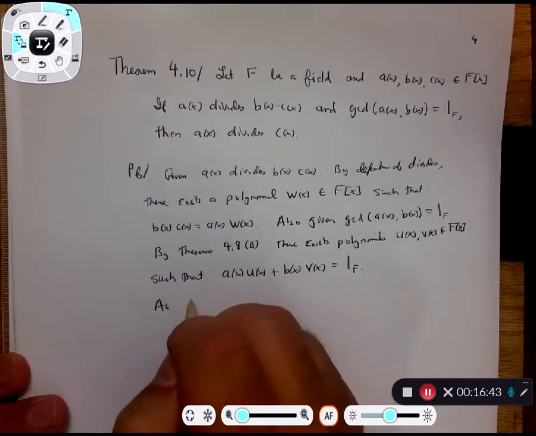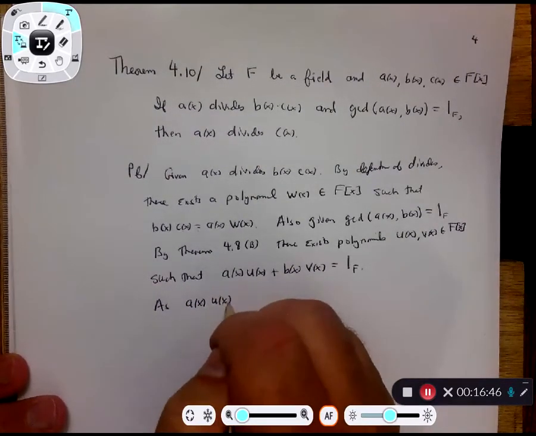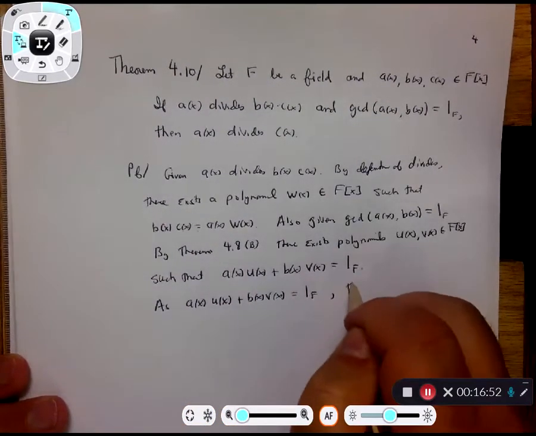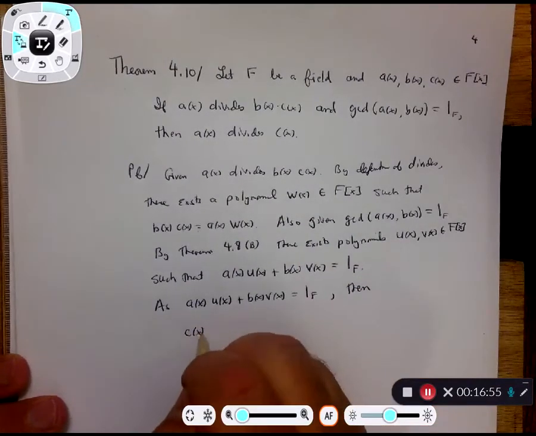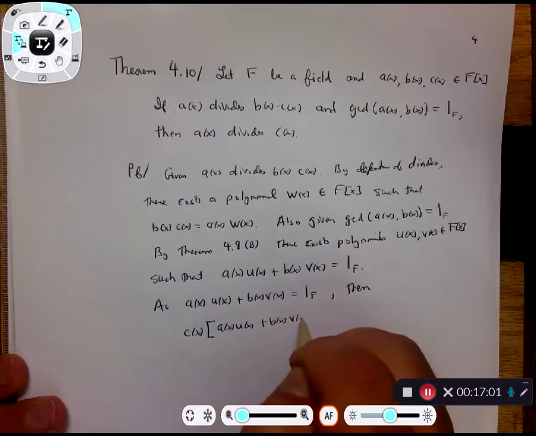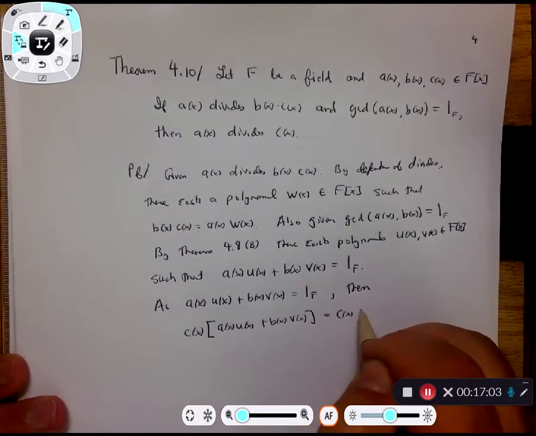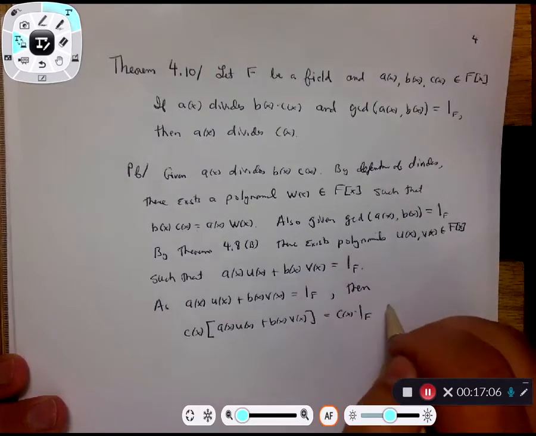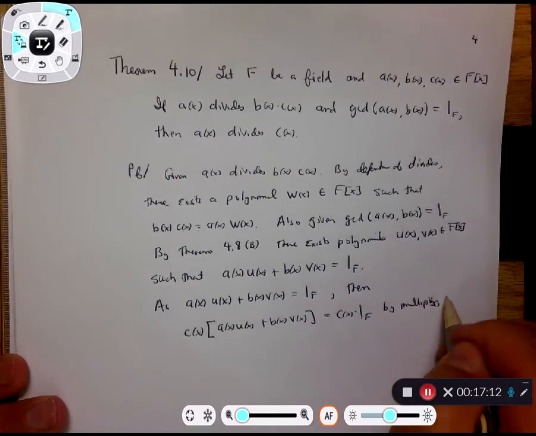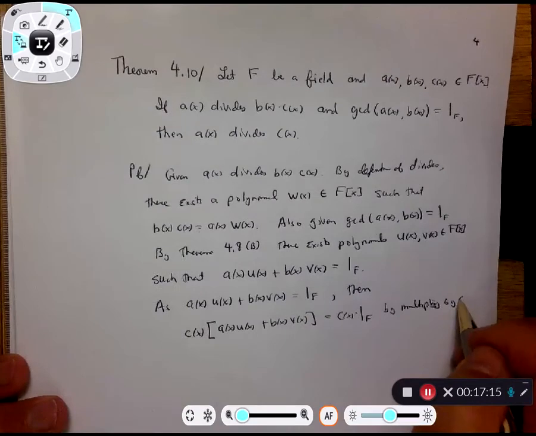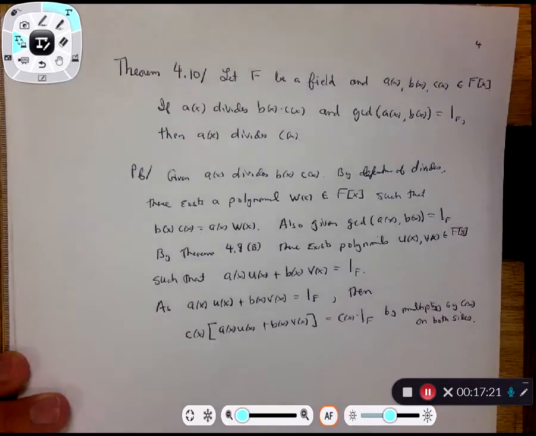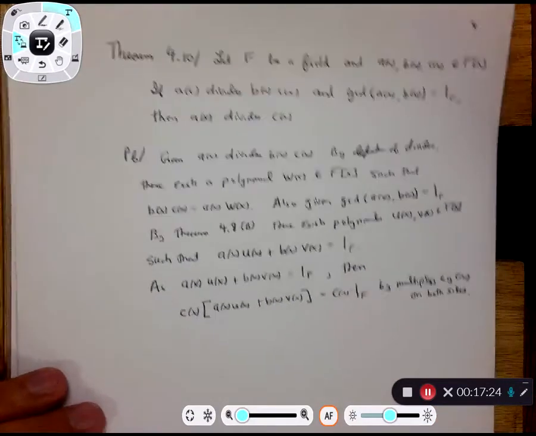As A of x times u of x plus b of x times v of x is equal to 1 in F, then C of x times the quantity A of x times u of x plus b of x times v of x is equal to C of x times 1 in F by multiplying by C of x on both sides. So I'm going to do this indenting type of thing here because I'm going to manipulate my equations here. Okay?